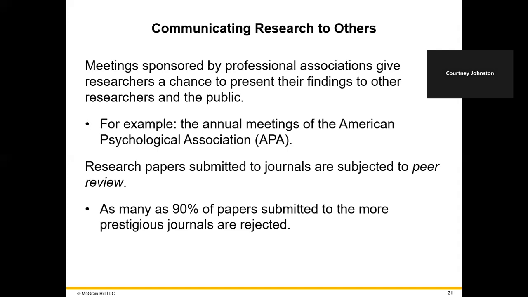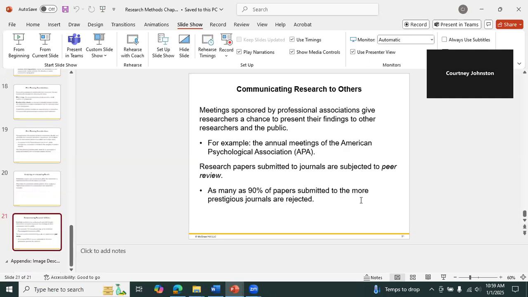And as many as 90% of papers submitted to the more prestigious journals are going to be rejected, which is not great, but it's also not bad, because what that means is that they're only taking the very best research, most impactful research, the most thorough and ethically conducted research, and that's what's getting published in these journals. So, with that being said, I hope that gives you an idea of how experiments are run.